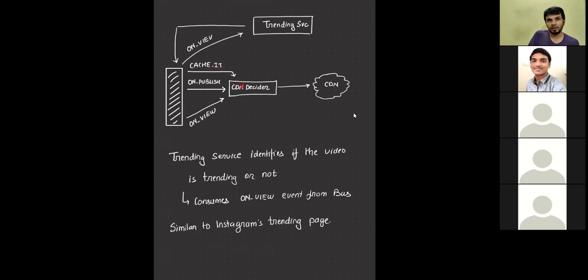This cache it, when it comes to the CDN decider, would immediately return true. Because once my trending service has decided to add a video to trending, I definitely want it to be cached. So if I explicitly want a video to be cached, how can I leverage my existing workflow? I can just create another event called cache it, and the CDN decider would use the video ID passed to it and immediately put it onto the CDN. So this is how you can have communication between two services using an event bus.